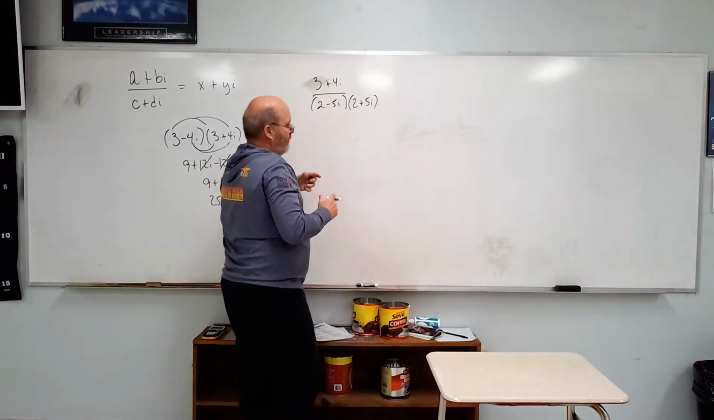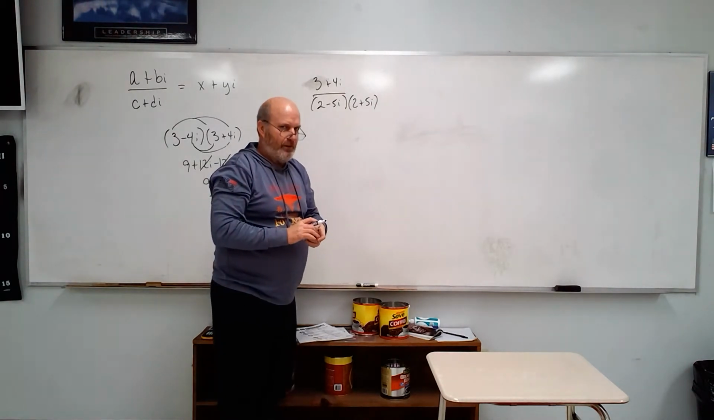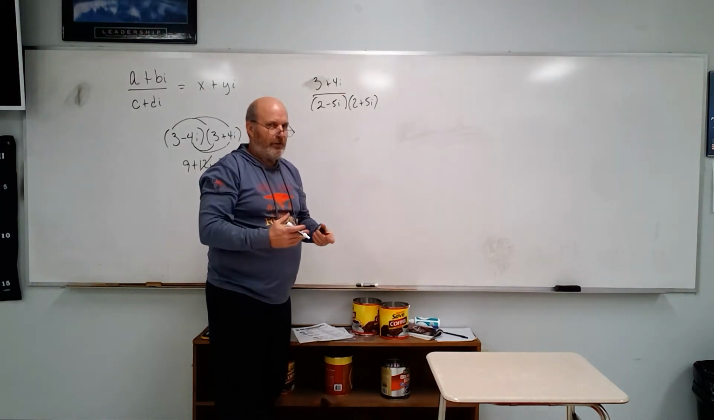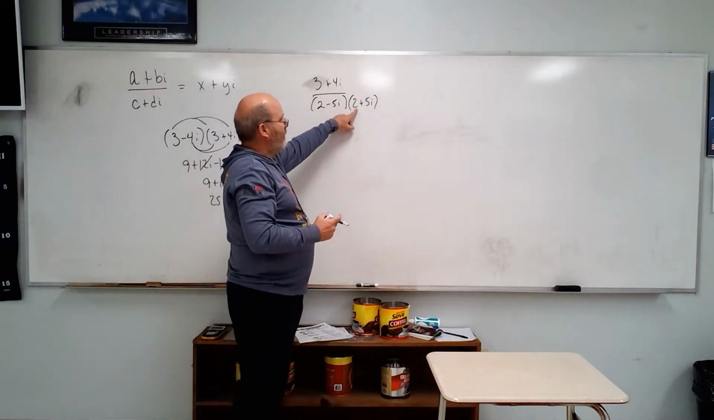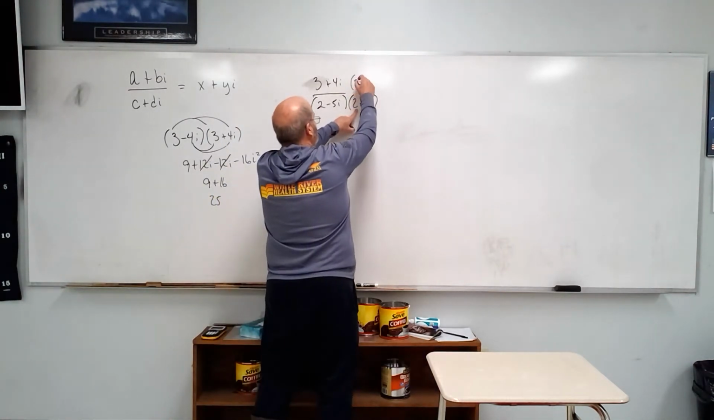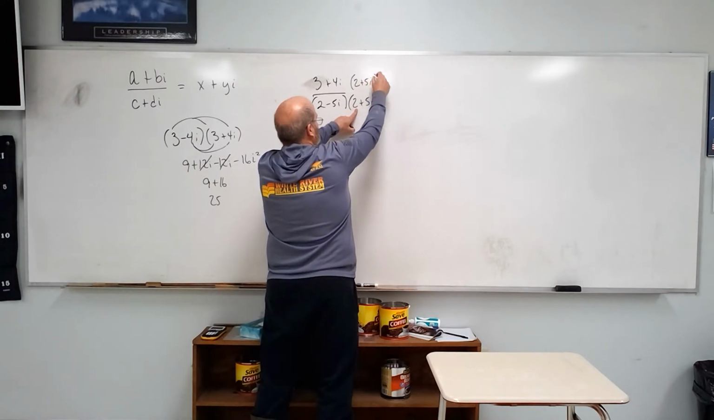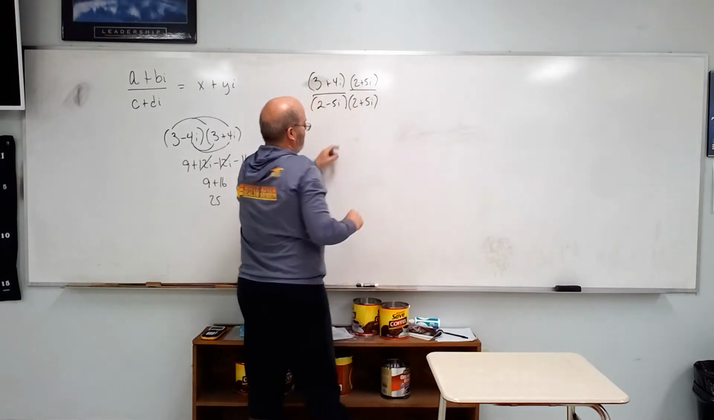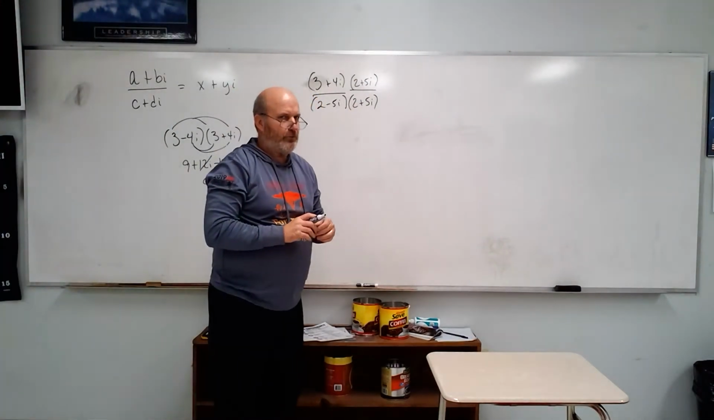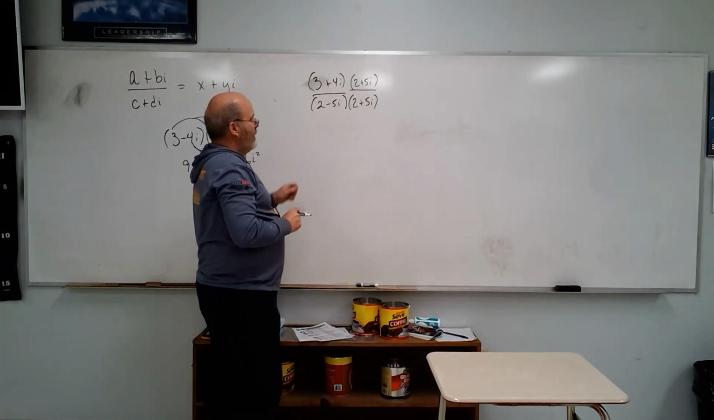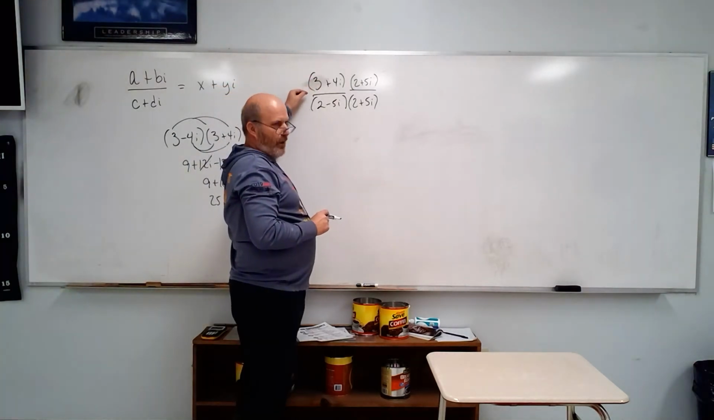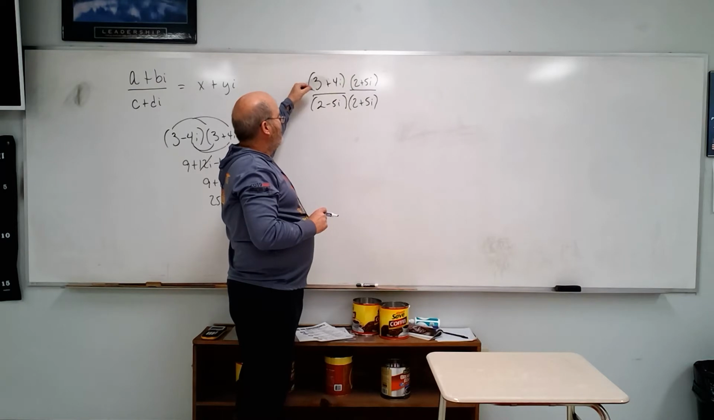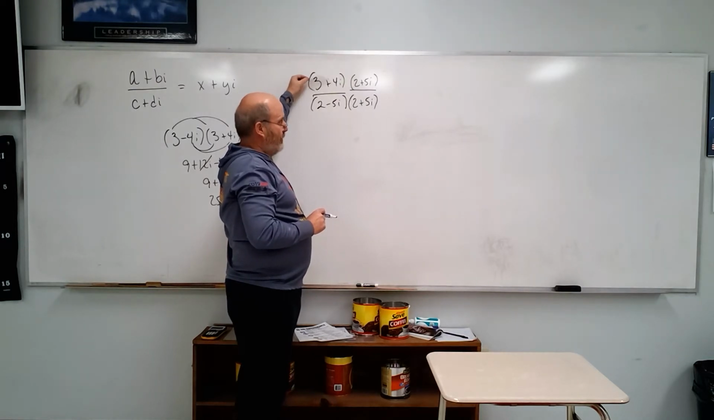But I can't multiply a fraction's denominator by something without changing the value of the fraction. So if I multiply the denominator by 2 plus 5i, I'll also multiply the numerator by 2 plus 5i, so that what I'm really multiplying by is 1. When I multiply a number by 1, I don't change its value, so I can do this. So I start, when I'm doing this division with complex numbers, by multiplying the numerator and denominator by the conjugate of the denominator.